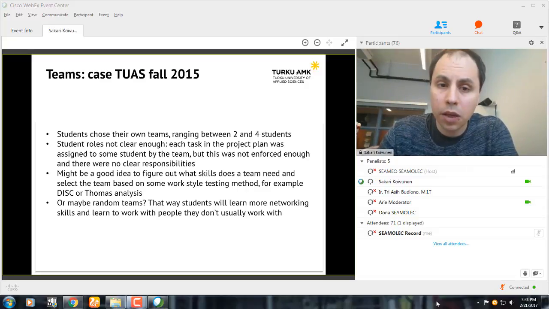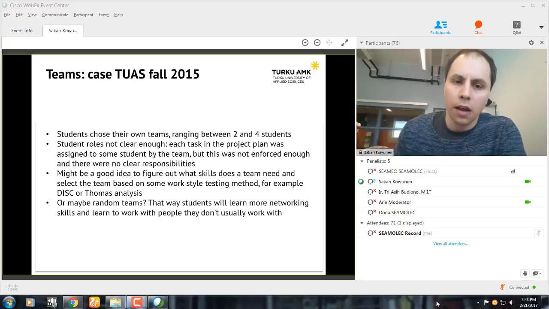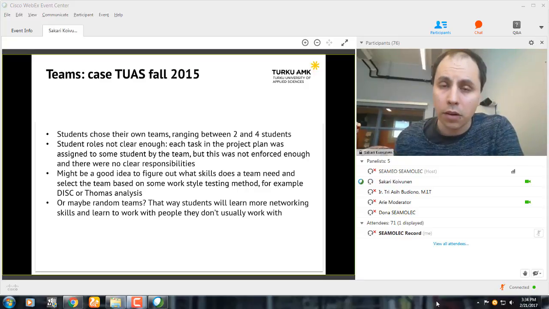And of course, we could also use some kind of working style testing method, for example, DISC or Thomas analysis, to find out what kind of working styles the students have and what kind of combinations would work best and enable the best learning outcomes. And one possible way would of course be just selecting random teams so that the students won't work with their old friends, but find more ways to network and learn to work with people that they don't previously know or that they don't get along too well with.